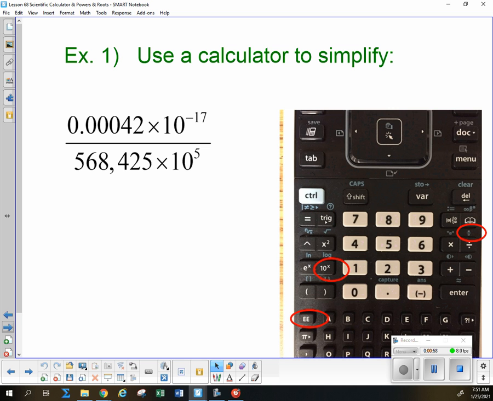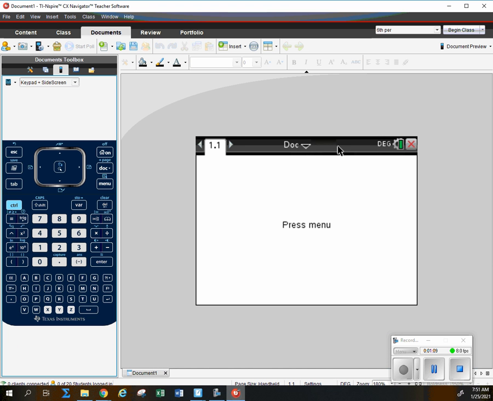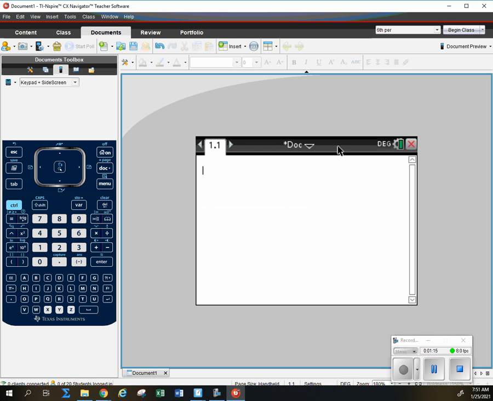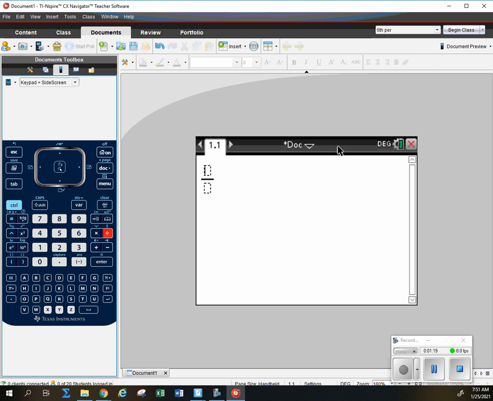So to do this one, write down the problem on your paper, and then we're going to type that into the calculator. I'm going to pop my calculator screen up here and do this with you. I need to be sure I am either in the scratch pad or on a calculator page. I'm going to do control and then divide. Now I've got a fraction bar with a dotted box above and below. Up above, I want 0.000.